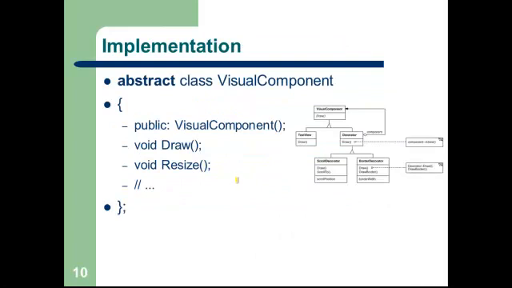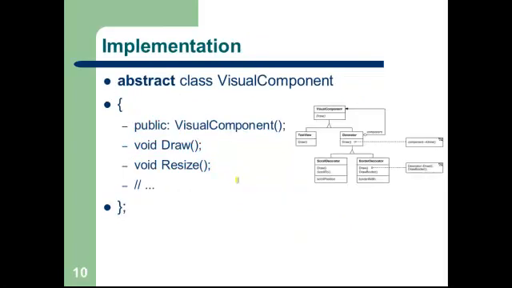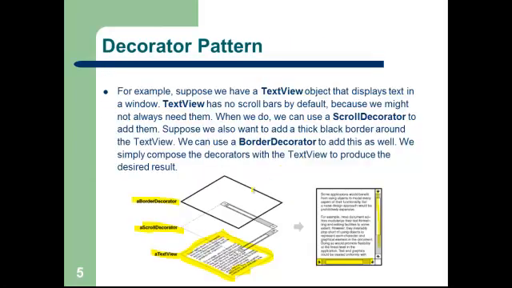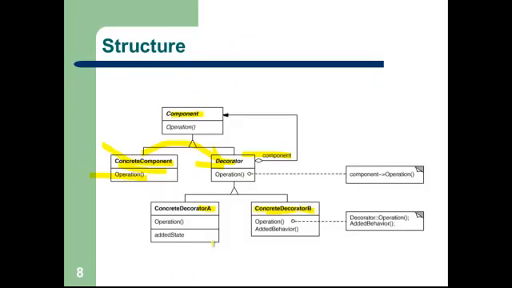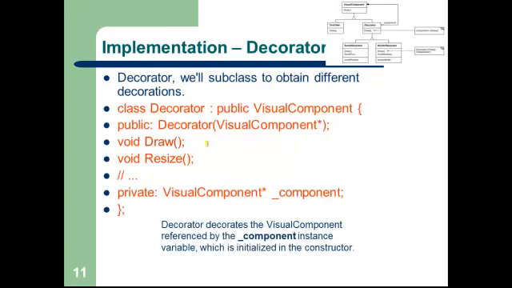Let me take an example. Let's look at this one where we have a window, a visual component, which could be a text view, which is what you saw here. This is a text view right here, a text view object all the way at the bottom. And these are the methods for the abstract class that need to be implemented: draw, resize, and the actual constructor.